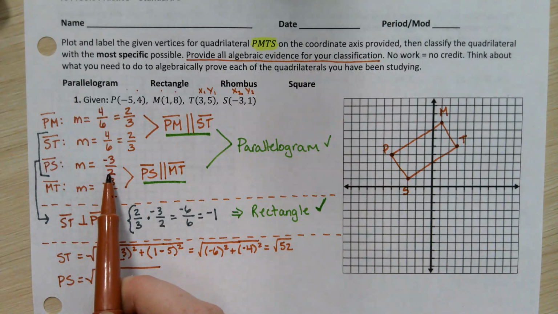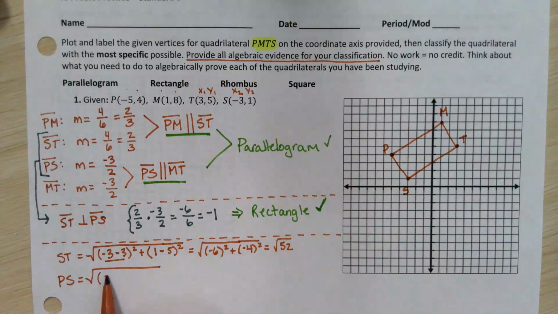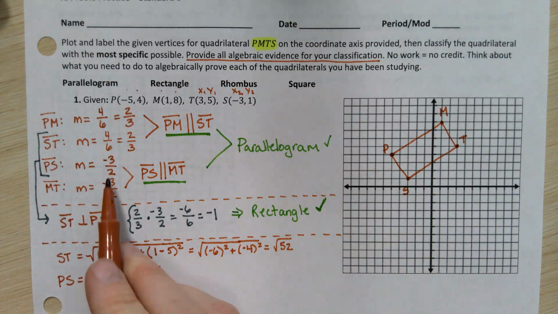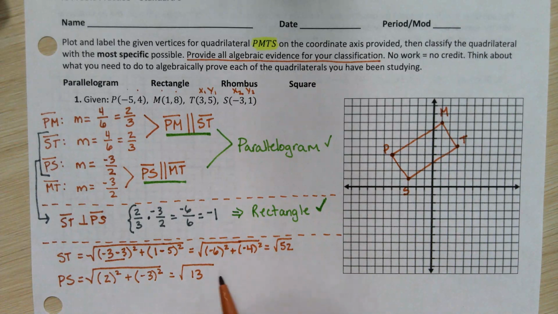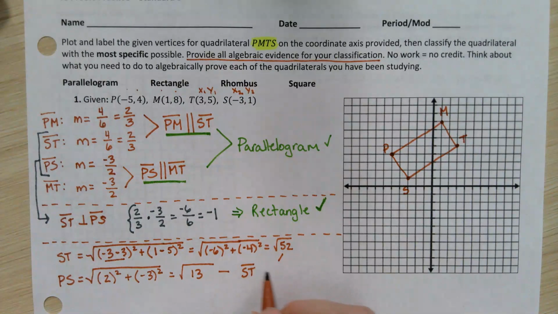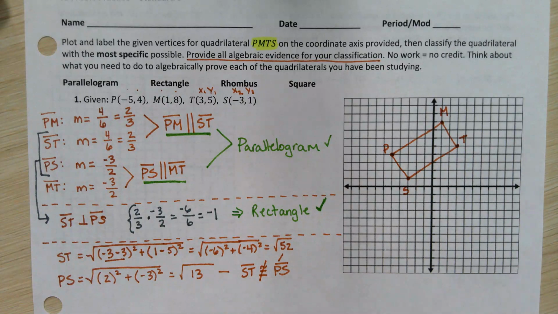So if we use that method for segment PS, the difference in the x's was 2, that's the run, and then the difference in the y's was -3, that's the rise. So this slope, or not slope, excuse me, this distance turns out to be 4 plus 9, which is 13. That tells me, if I compare these two distances, that segment ST is in fact not congruent to segment PS. And so my conclusion from that piece of algebraic work is that this is not a rhombus.